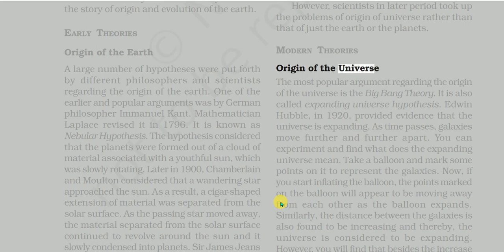Modern theories. Origin of the universe. The most popular argument regarding the origin of the universe is the Big Bang theory. It is also called the expanding universe hypothesis. Edwin Hubble, in 1920, provided evidence that the universe is expanding. As time passes, galaxies move further and further apart. You can experiment and find out what the expanding universe means.